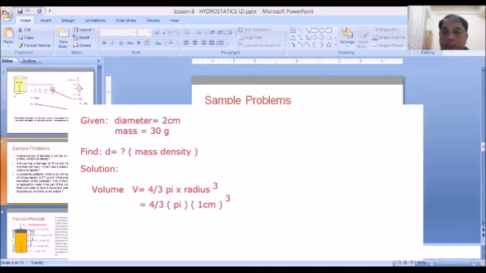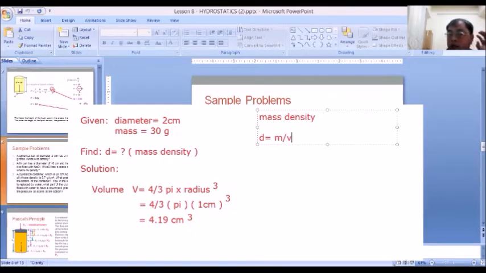So how much is our volume? Our value now is 4.19 cubic centimeter, assuming that that's correct. You can either write cc for this value. cc stands for cubic centimeter or cm cubed. Now, if we will find the density or the mass density, mass density is symbolized by small letter d. So small letter d is equal to m divided by v.